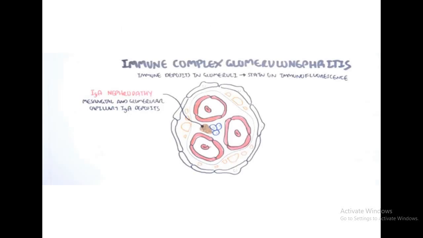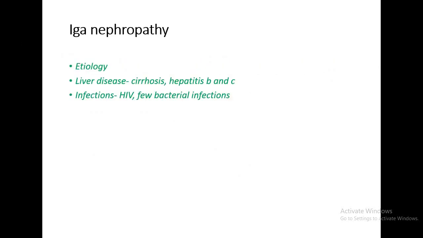So we'll start with IgA nephropathy. The most important thing to remember in IgA nephropathy is there are mesangial and subendothelial deposits of immunoglobulin A. So what is IgA nephropathy? As we all know, immunoglobulin A is an antibody that plays a key role in the immune system, and it helps in fighting infections. IgA nephropathy is also called Berger's disease.